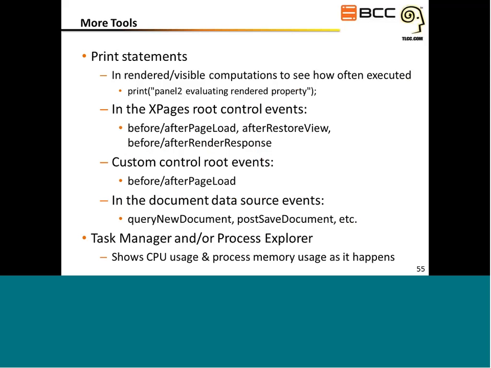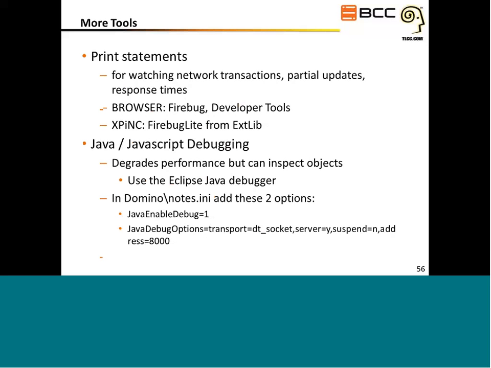Also, you should use a task manager or a process explorer to show CPU usage and process memory usage as it happens. And we all know the browser tools in Firefox and other browsers; Internet Explorer now also has some developer tools. As I said before, we have the Java and JavaScript debugging, and if you have turned it on on the production machine, this will degrade performance, but you can still inspect objects. But switch it off on a productive environment.